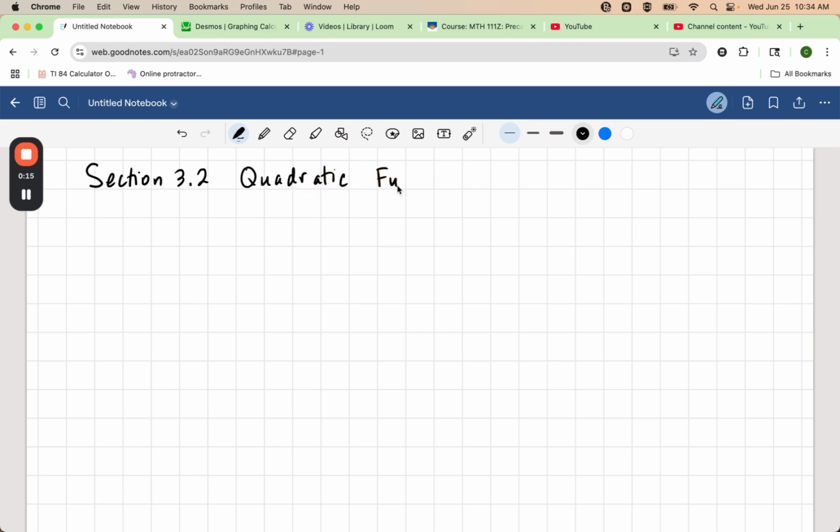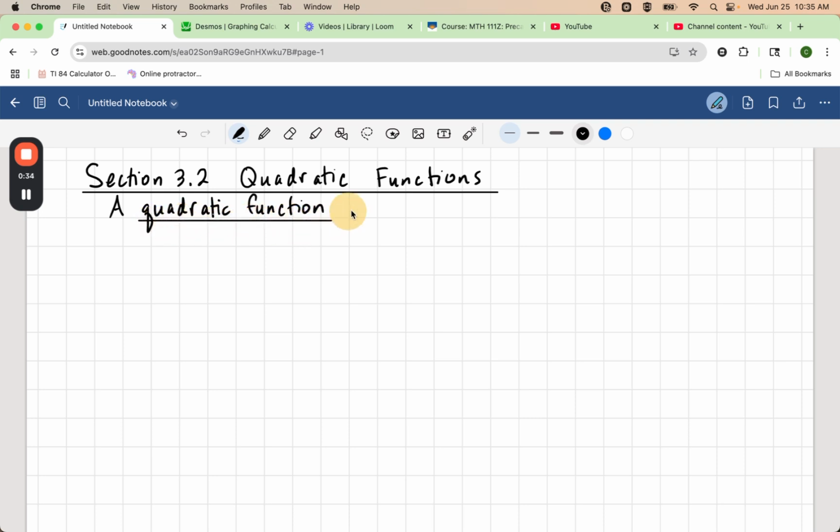So a quadratic function is a polynomial function. It's a polynomial function that has degree of 2. So it can have several different forms, and each form has a certain advantage. So a quadratic function has the form f of x equals ax squared plus bx plus c. This is called standard form.